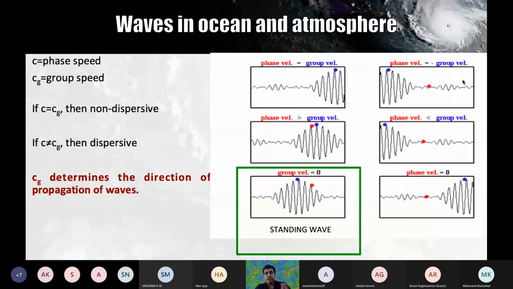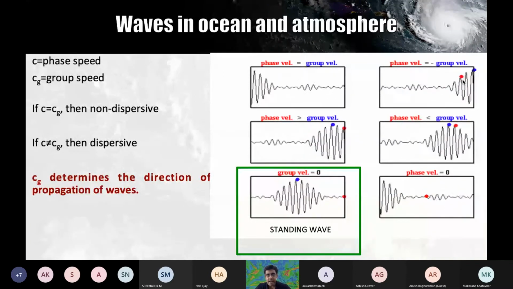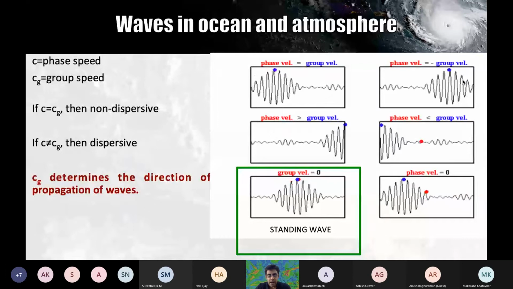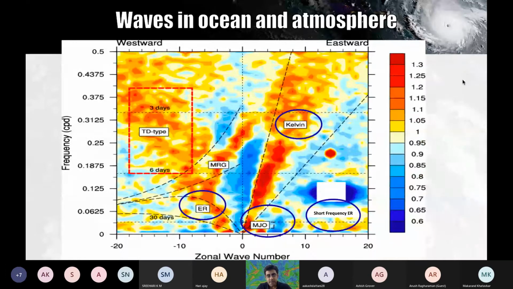So whenever I talk about waves, I try to see whether they're dispersive or non-dispersive. And the good thing is that there is a chart available which tells you which direction the wave is moving and whether the wave is a dispersive or a non-dispersive wave. This is the chart which is kind of the holy grail when it comes to waves, both in ocean and atmosphere. So I'll just try to go through this.